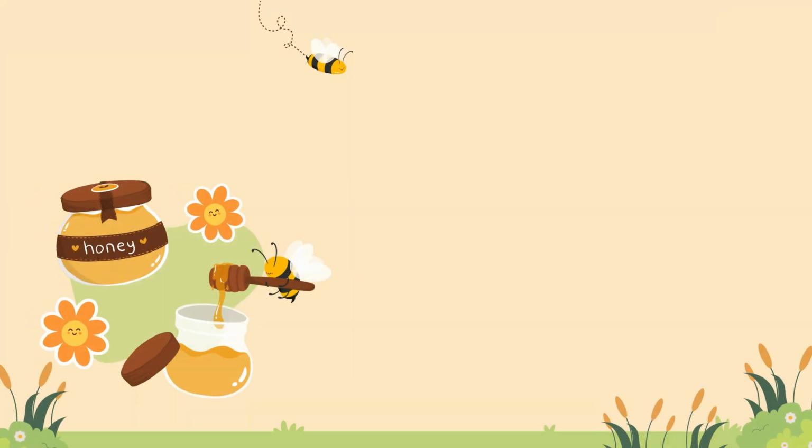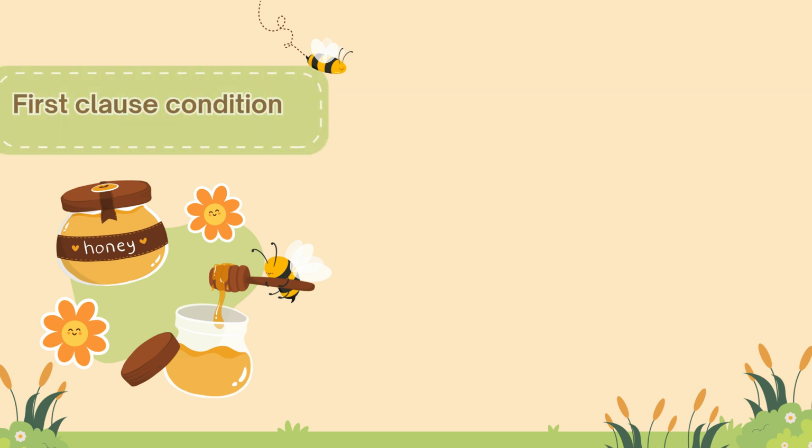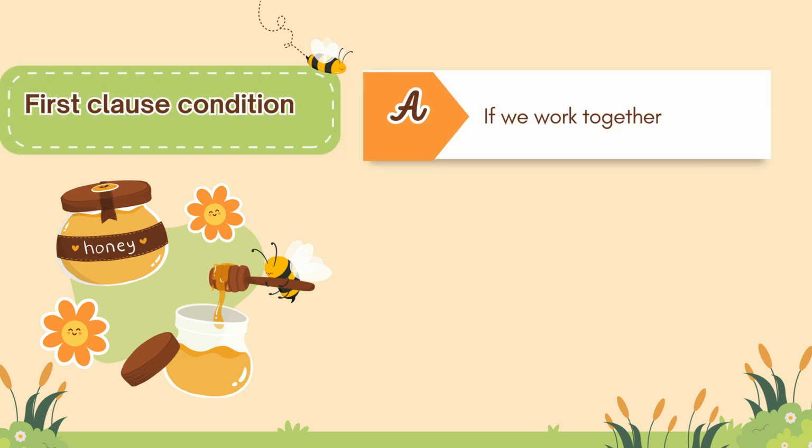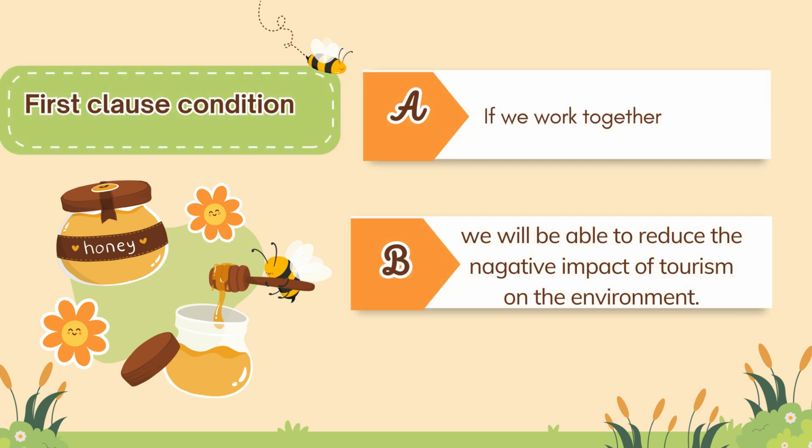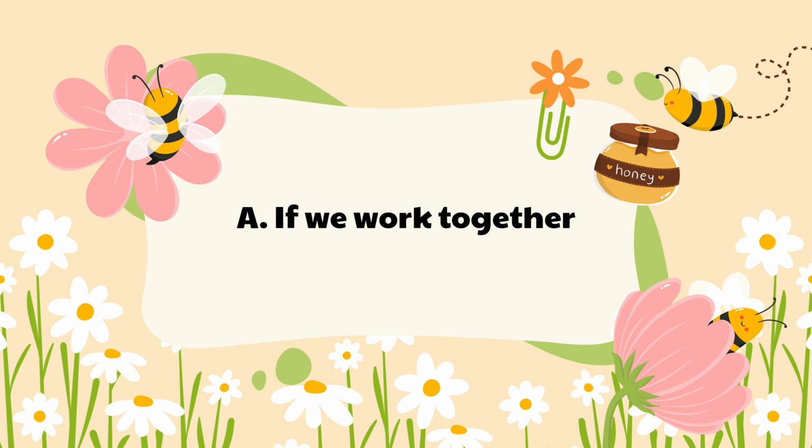We have a small exercise. Which sentence is the first condition clause? A, if we work together, or B, we will be able to reduce the negative impact of tourism on the environment. Let's check together. The first condition clause has if, so we choose A as the correct answer.